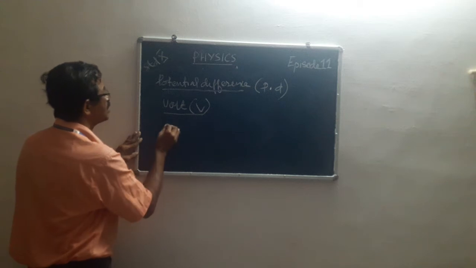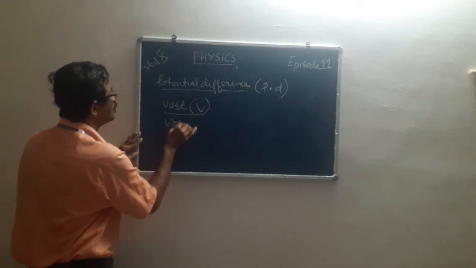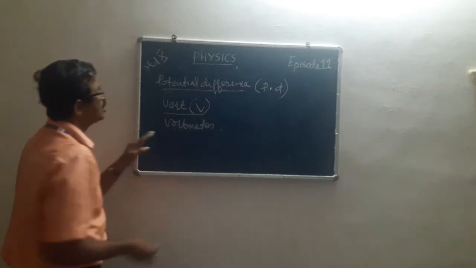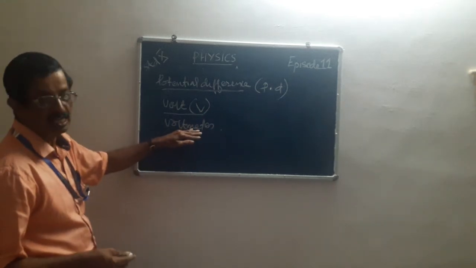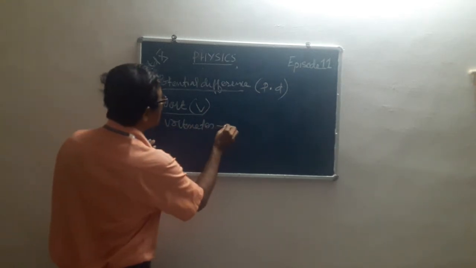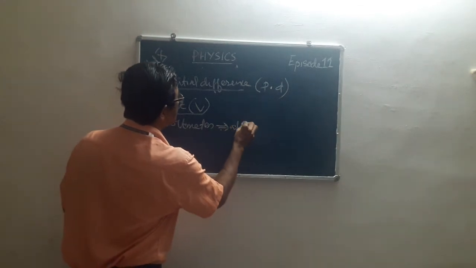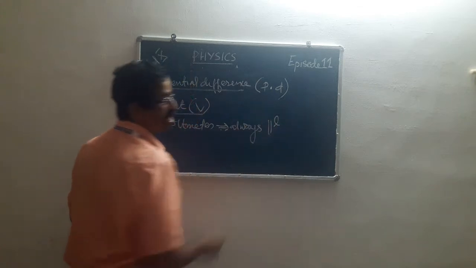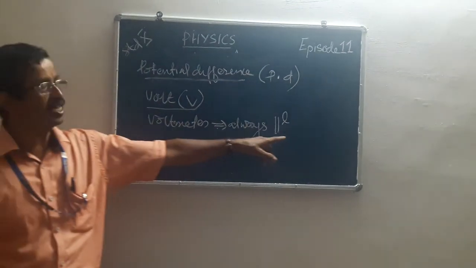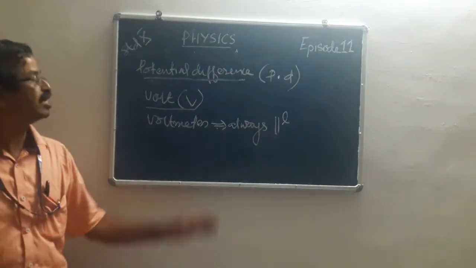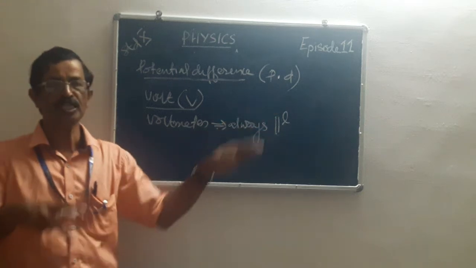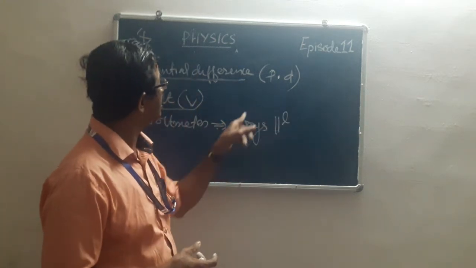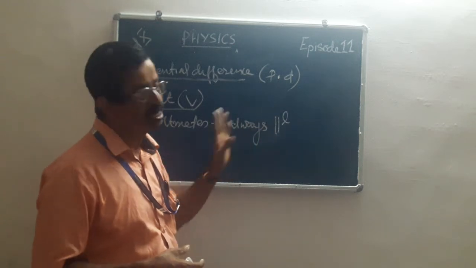Voltmeter is used to measure potential difference. How is it connected? It is always connected parallel to the device. If we want to measure the potential difference across a bulb, then we connect the voltmeter parallel across that bulb.